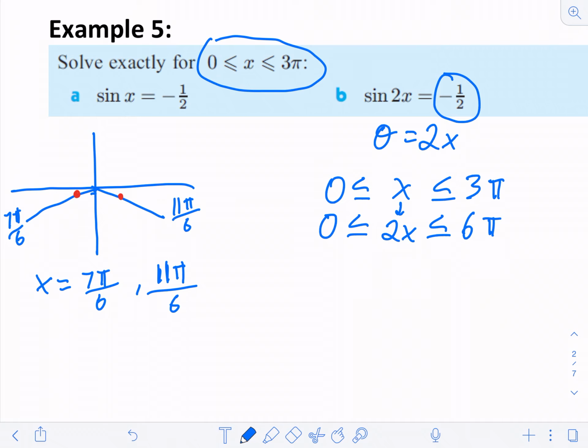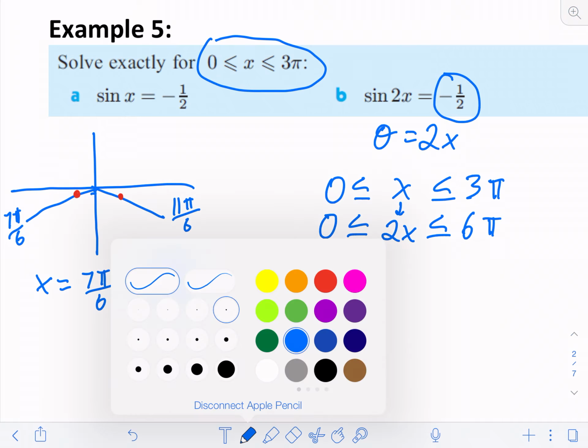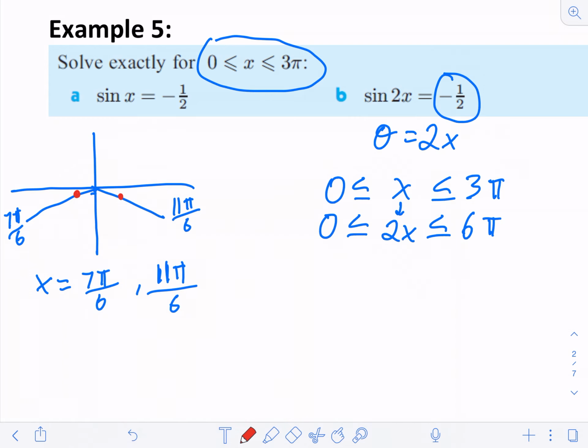So if I go back over to that unit circle I have here on the left, and think about it, if I travel around 0 to 6 pi, what answers am I going to get? If I go 0 to 2 pi, I know my 2x is going to be equal to 7 pi over 6 and 11 pi over 6. But then if I keep going from 2 pi and go around again to 4 pi, I'm going to get 2 more radians, right? Isn't that going to be, what is that, 19 pi over 6?